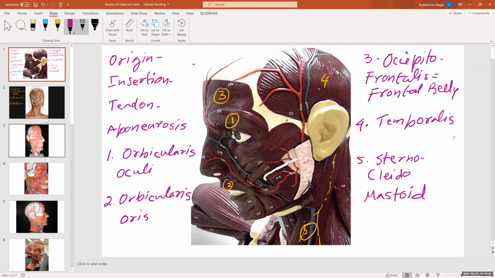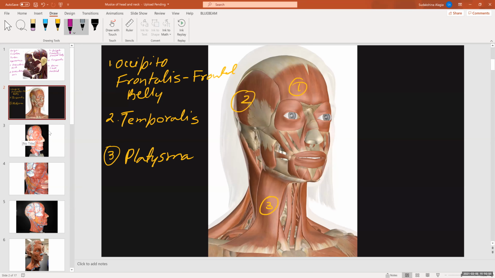Okay. Next, here we can see again occipitofrontalis. We can see temporalis right here. We see platysma. Platysma is a critical muscle of facial expression and it's the most superficial muscle around the head and neck. So when skin is removed, it's immediately below the skin. So you can see the platysma.